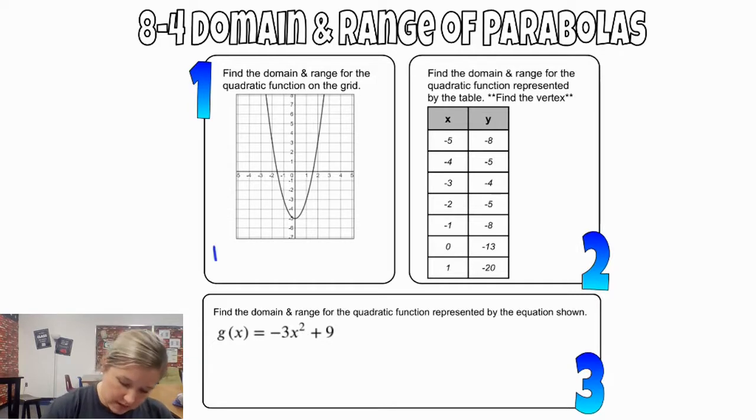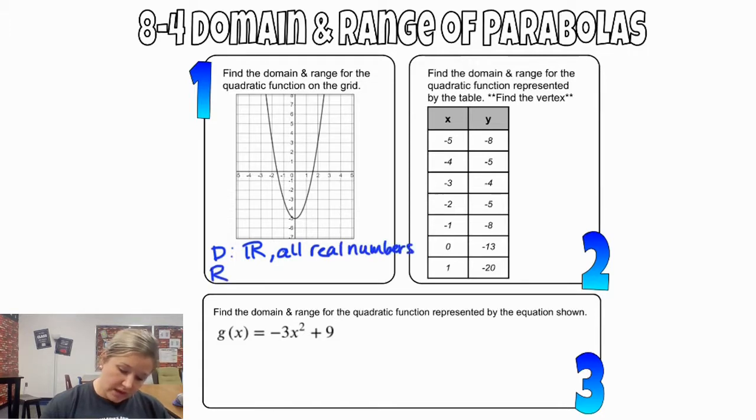So my domain is all real numbers. It's the double R, or you may list out all real numbers. And then range is going to be basically from that bottom point. If you'll notice, there is nothing below this line right here. There's nothing that we can plug in that's going to make it be below that line.